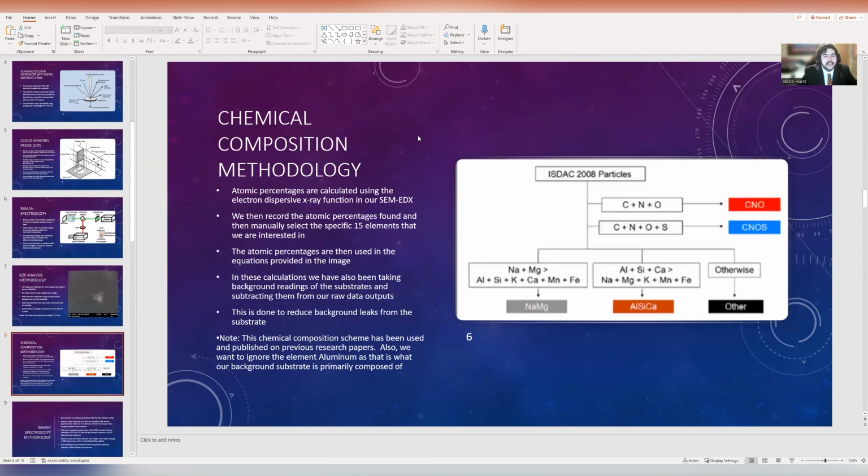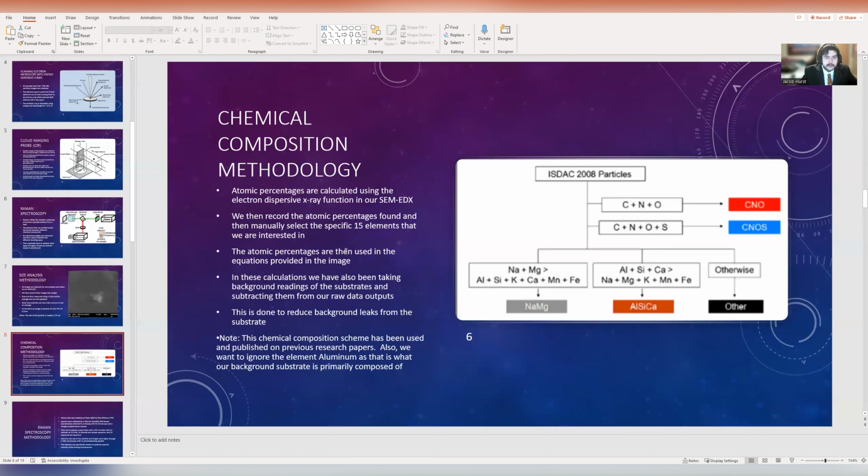So we'll head on over here to the chemical composition method, which is a little bit different. The atomic percentages are calculated with the energy dispersive X-ray function of our SEM-EDX. We then record those atomic percentages found and manually select the specific 15 elements that we are interested in, which would be over here. I think I need to put 14 probably. I would need to change that. But right now, whenever we're looking at our aluminum substrates, we're obviously not going to count aluminum into that because that would give us very skewed results for compositions.